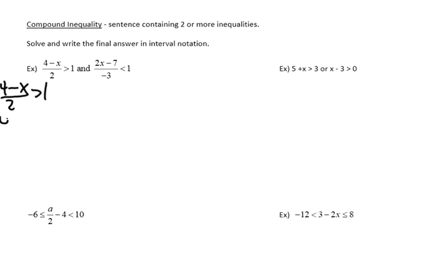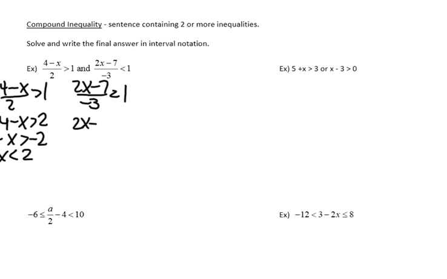Okay, so multiply by 2, subtract the 4, and divide by -1. Again, remember, when you divide by a negative, you must switch the inequality sign. All right, let's solve the other inequality. So multiply by -3. Again, because I'm multiplying by a negative, I must switch the inequality sign. Add the 7 and divide by 2.